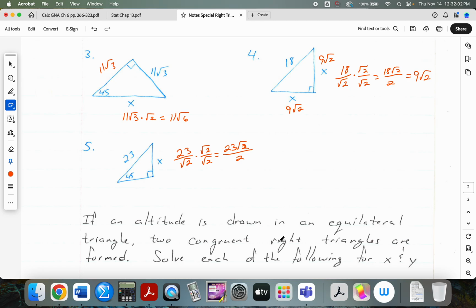All right. That's 45, 45, 90 triangles. Pretty straightforward stuff. Let's dive into 30, 60, 90 triangles.